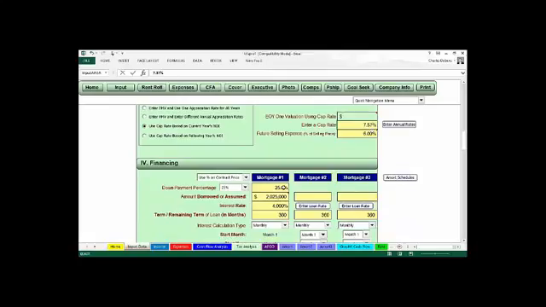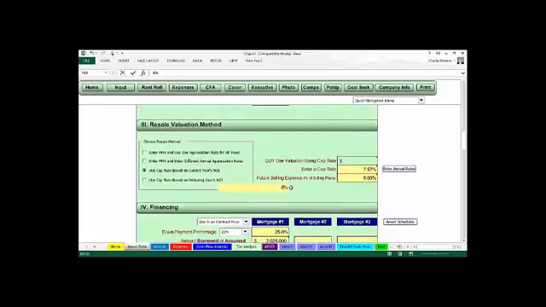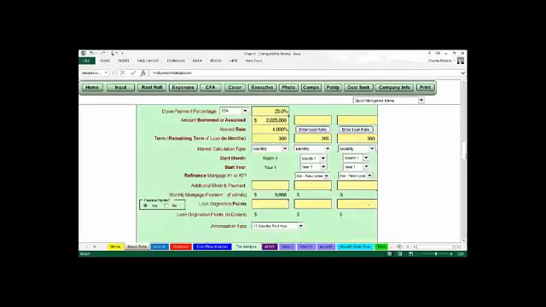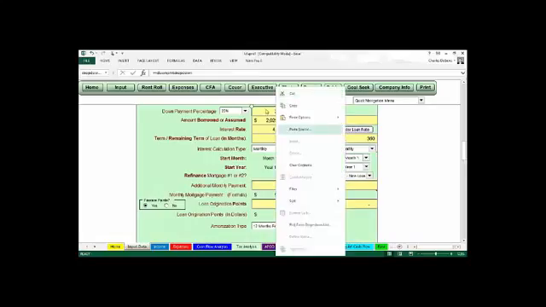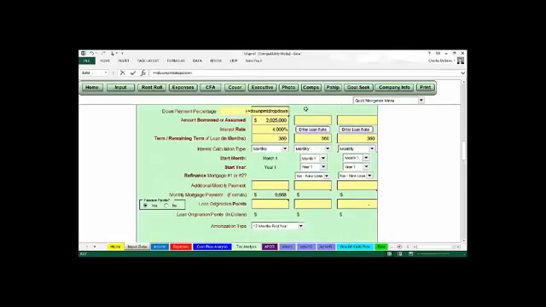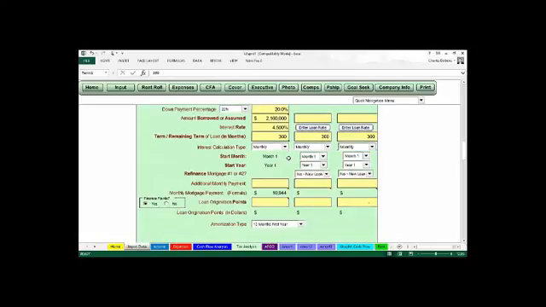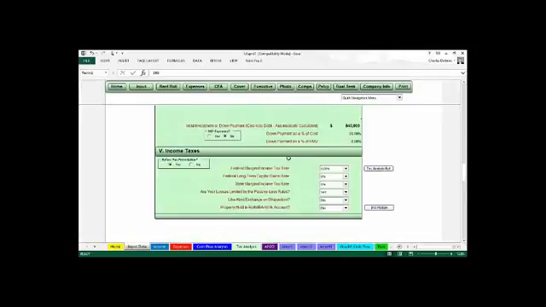Now let's use the agency paper. I need to go here, 20% down. And the interest rate was 4.5. And it was a 30-year amortization, so I'm going to leave that at 360. And that's really it. All I'm going to do right here on this. I'm not going to touch the income taxes. All right.